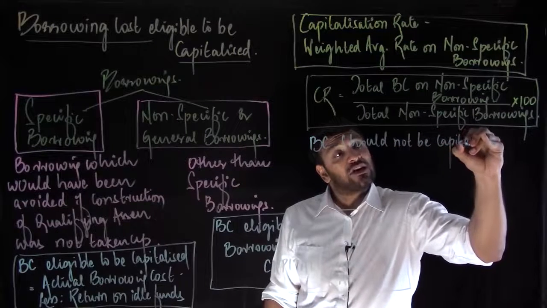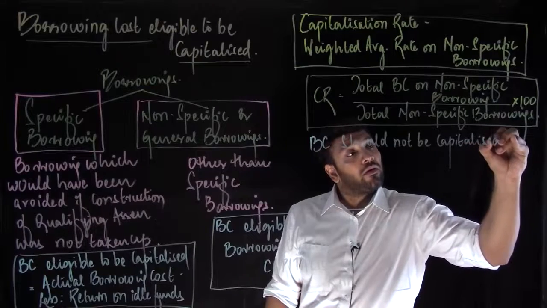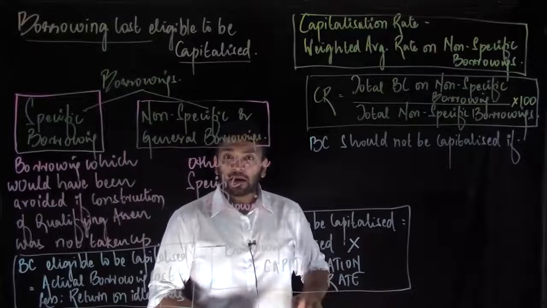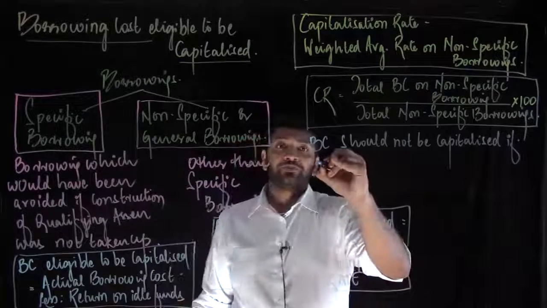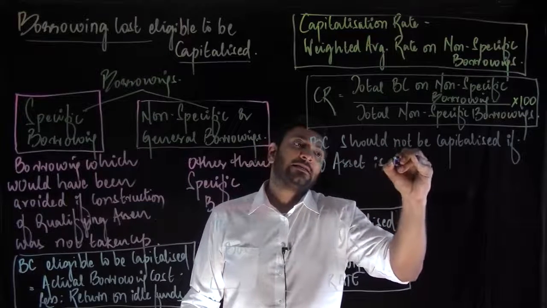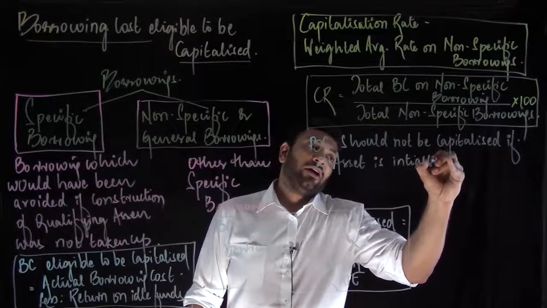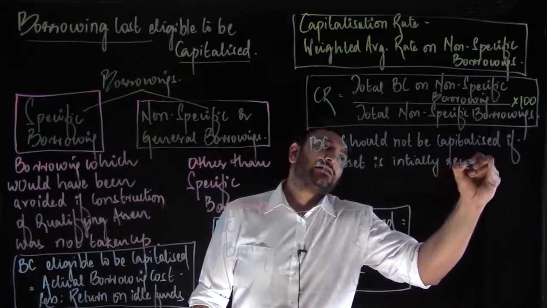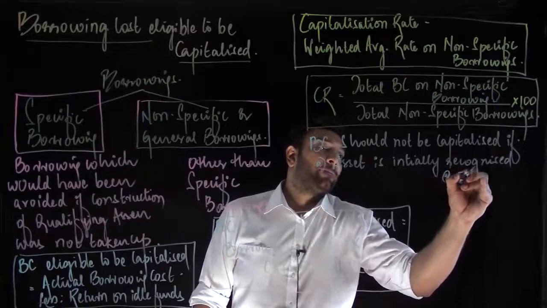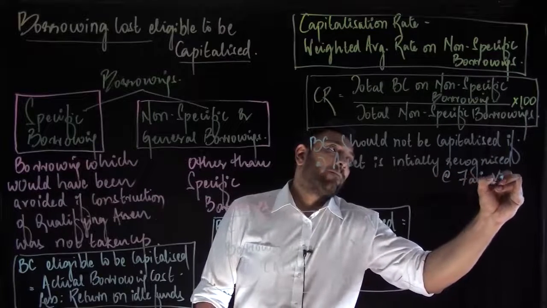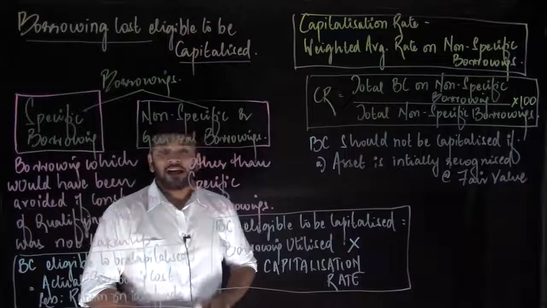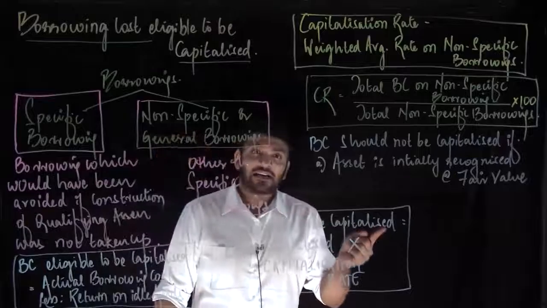I'm talking about exceptions now. I will not capitalize the borrowing cost if the asset is initially recognized at fair value. Asset is initially recognized at its fair value. Guys, initially recognized at fair value.